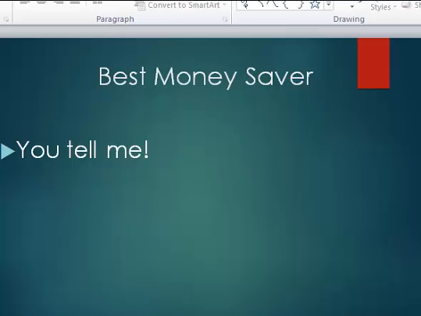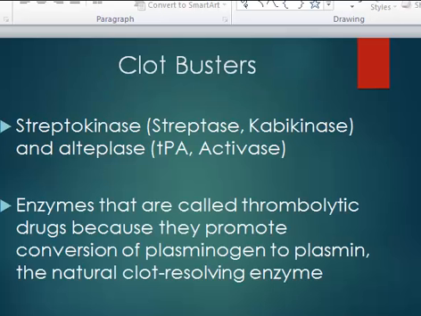So these drugs, again, do not dissolve clots. Those anticoagulants do not dissolve clots. They prevent clot formation. These drugs here are our clot busters. Now, some of you maybe have heard of these drugs, especially TPA.